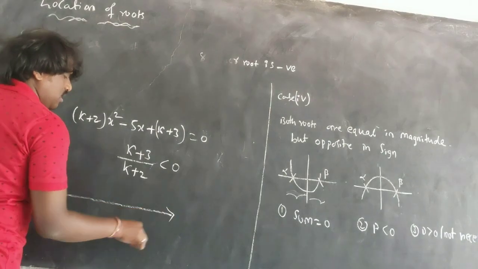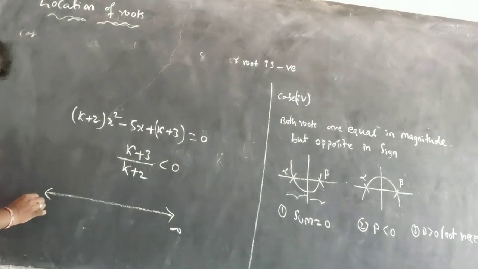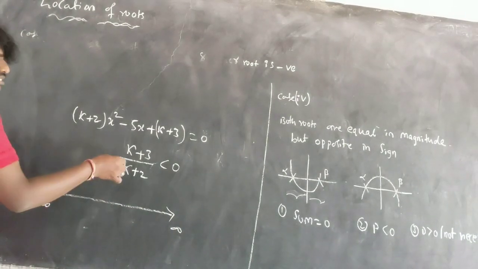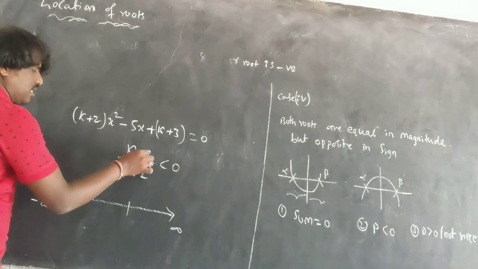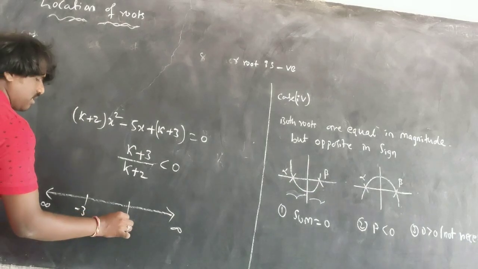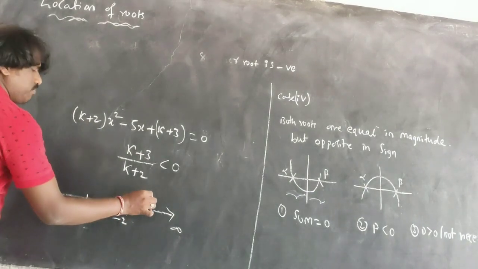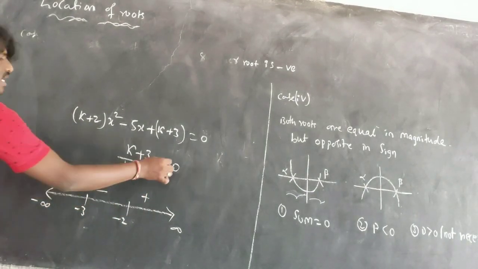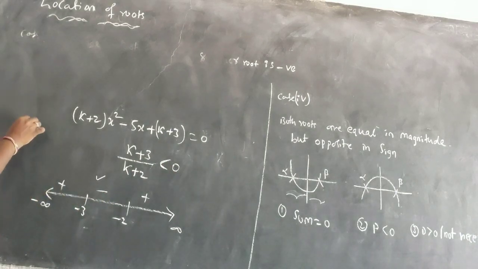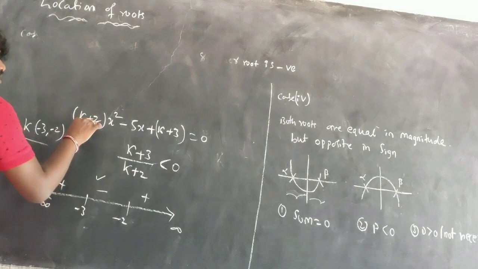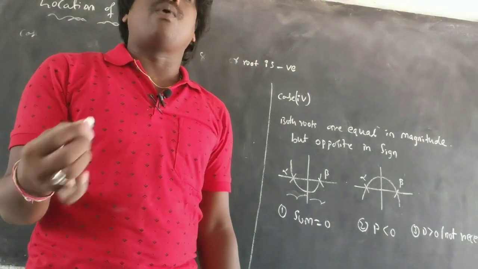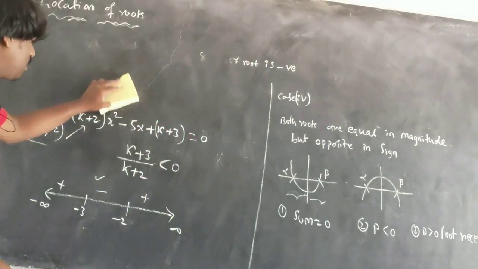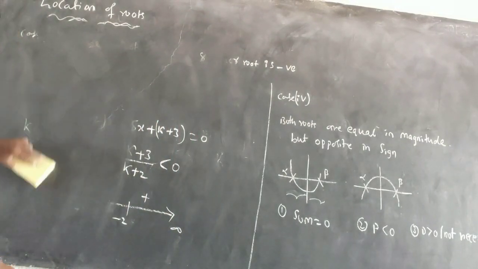Let us take the graph of this one, with infinity and minus infinity, and plot on the graph using the wavy curve method. Here this value is minus 2, this is minus 3. The signs are plus, minus, plus, and less than means minus is the answer. So k value will be in (minus 3, minus 2). In this interval I get the value of k for which one root is positive, one root is negative. That's it. Very simple. Case number 3 is closed.